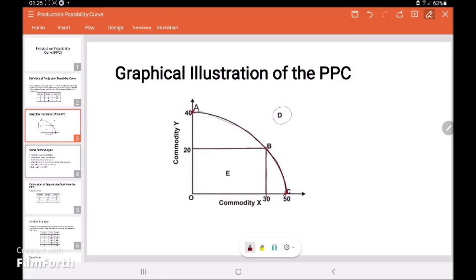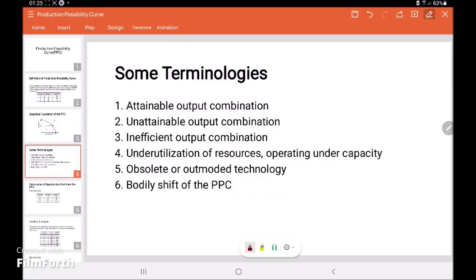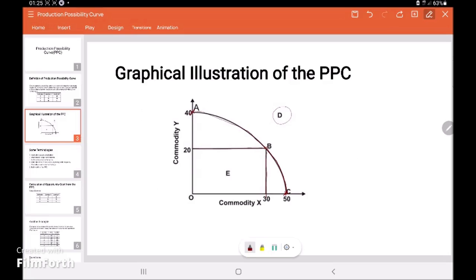Then we have the third one, being inefficient output combination. When you say inefficient output combination, any combination that lies within the production possibility curve is an inefficient output combination. And what does it mean for us to say that a combination is an inefficient output combination?